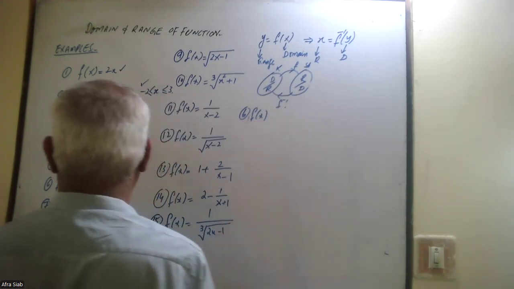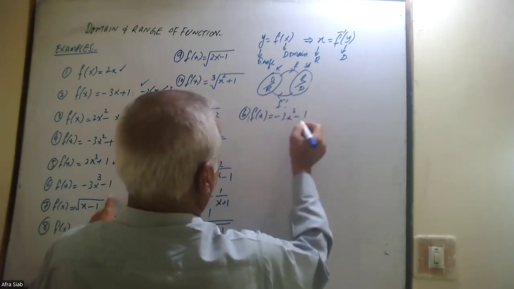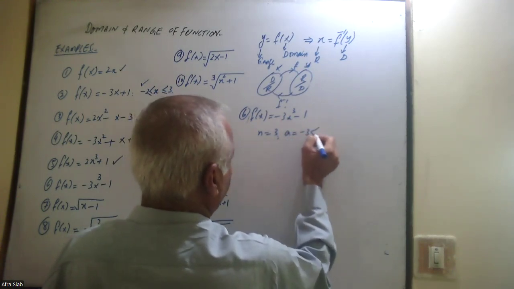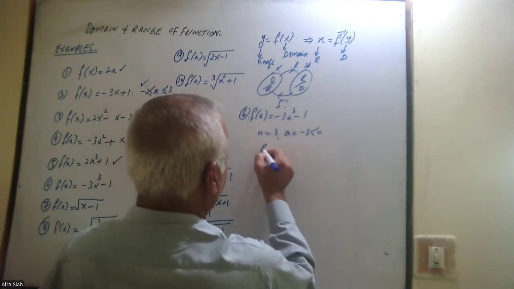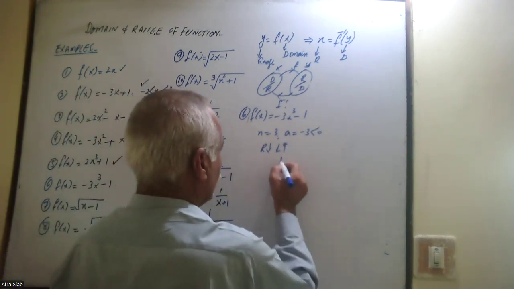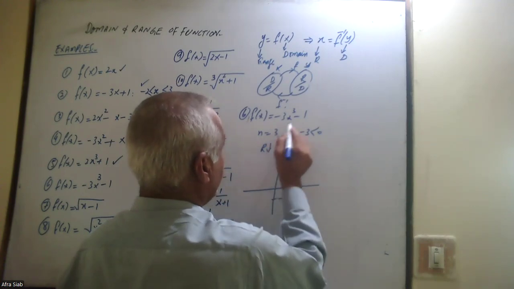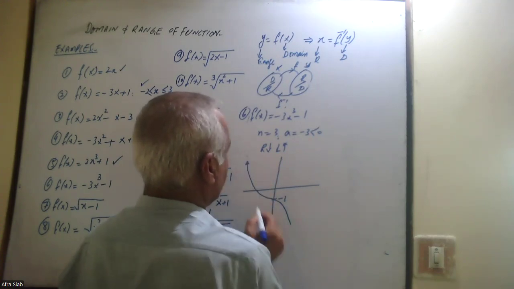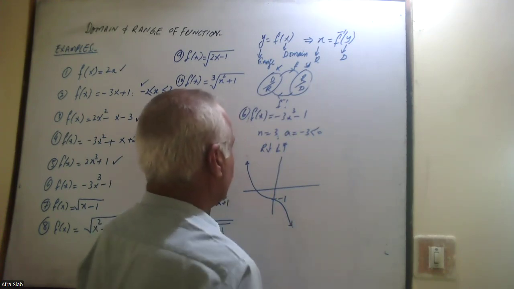f of x is equal to minus 3x cube minus 1. Here n is equal to 3 and a is equal to minus 3, which is less than 0. So when n is odd and a is less than 0, then the right side will be downward and the left side will be upward. So this is the graph, this is minus 1 and minus 3 is the coefficient. So the left side is upward and the right side is downward.